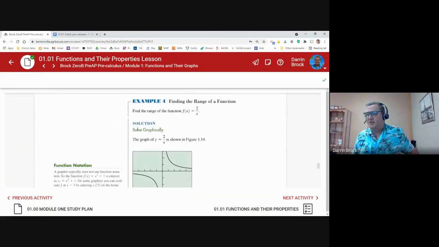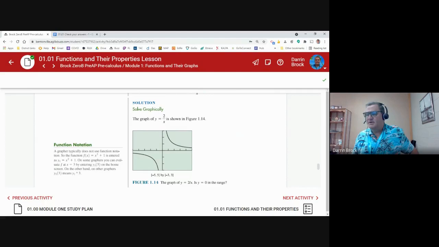Finding the range. Now the range is all the possible y's, all right? All the possible y's. So this asks: the graph of y equals 2 divided by x, is y equals 0 in the range? Can y ever be 0 on this graph right here? It will not. We have an asymptote where y equals 0.